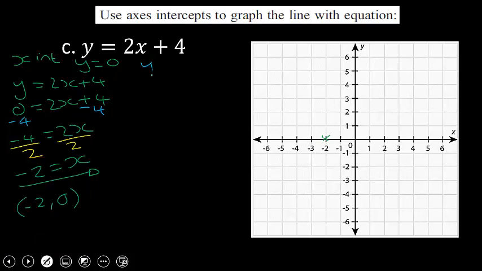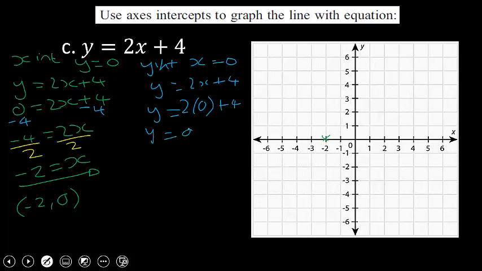Now for my y-intercept, I know that x equals 0. So if I say y equals 2x plus 4, I say y equals 2 times 0 plus 4 because I substitute the 0 in. Now I multiply, say y equals 0 plus 4. 2 times 0 is 0. And then I say y equals 4. So my coordinate is going to be 0, 4. Over there, my graph looks like that.